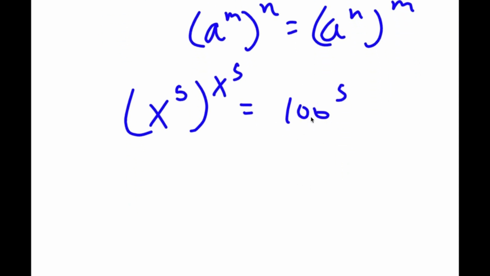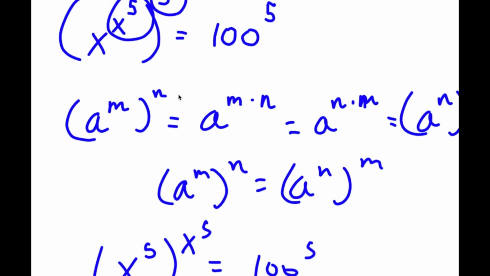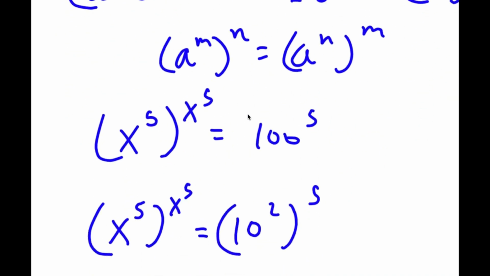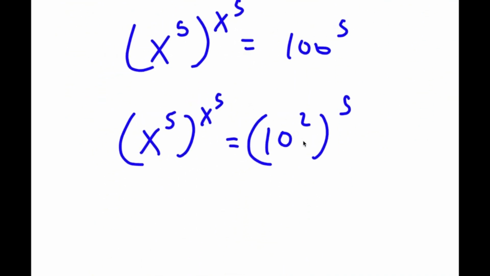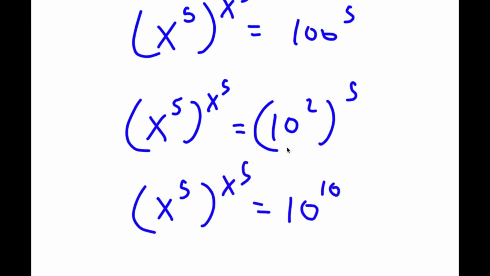Now 100 is the same thing as 10 to the power of 2. So now I have x to the power of 5 to the power of x to the power of 5 is equal to 10 to the power of 2 to the power of 5. Now remember, if I have something in the form a to the power of m to the power of n, this is equal to a to the power of m times n. So 10 to the power of 2 to the power of 5 is equal to 10 to the power of 2 times 5, which is 10 to the power of 10. So I have x to the power of 5 to the power of x to the power of 5 is equal to 10 to the power of 10.